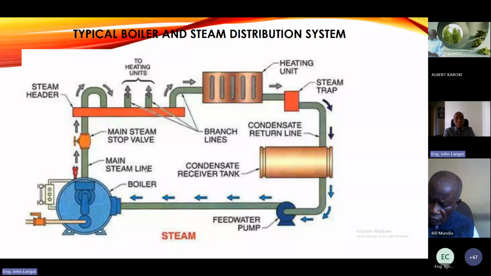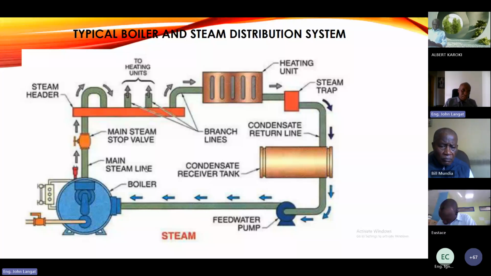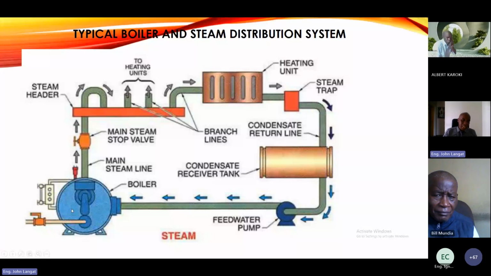The next slide is a typical boiler and steam distribution system. At the bottom left here, this is the boiler, and we'll start the journey here. So everything starts here. Now the boiler that we were looking at previously, we have the steam boiler here. Then we have what is called the main supply line to the header. Then we have the steam header here.